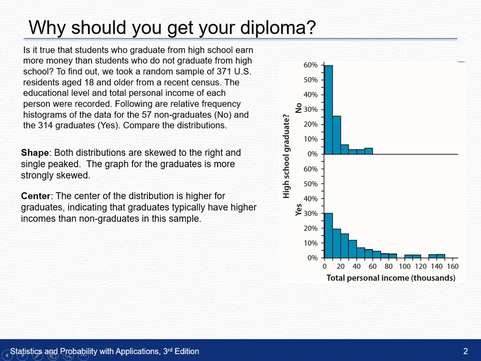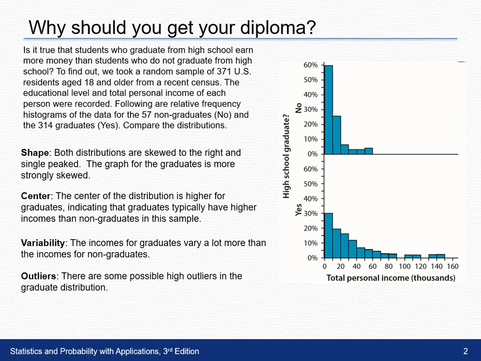The center of the distribution for graduates is slightly higher than for non-graduates, meaning that on average, the total personal income for the graduates is going to be a little bit higher than for the non-graduates in this sample. After describing shape and center, what we want to look at is the variability. So the incomes for graduates vary much more, from $0 to over $140,000, which is much more than the variability for the non-graduates. Last thing you want to look at is if there's any outliers.